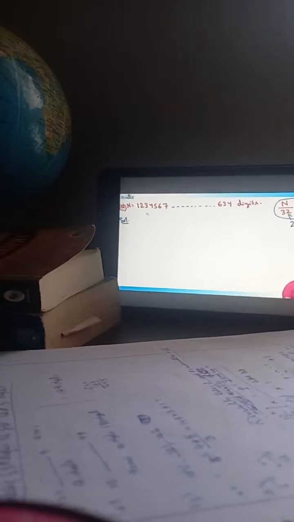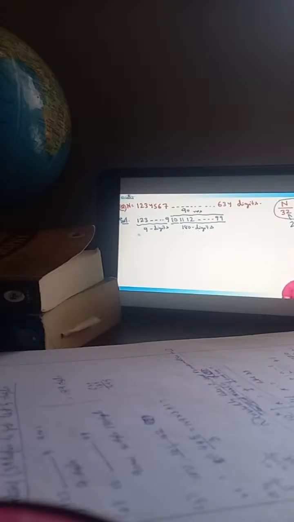So how to count digits now? I'll tell you. Simply, you can count 1, 2, 3 till 9. You can count 9 digits. Then 10, 11, 12 till 99. Now each number has got 2 digits, right? There are 90 numbers here. So each number has got 2 digits. So how many digits in total? Total 180 digits.